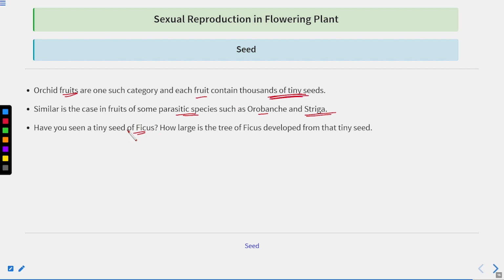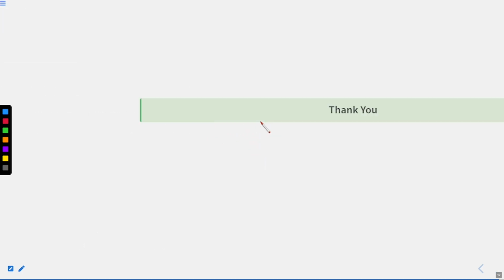And have you seen the seeds of the ficus? From such a tiny seed of the ficus, a very large tree develops. See, it is such an interesting fact.